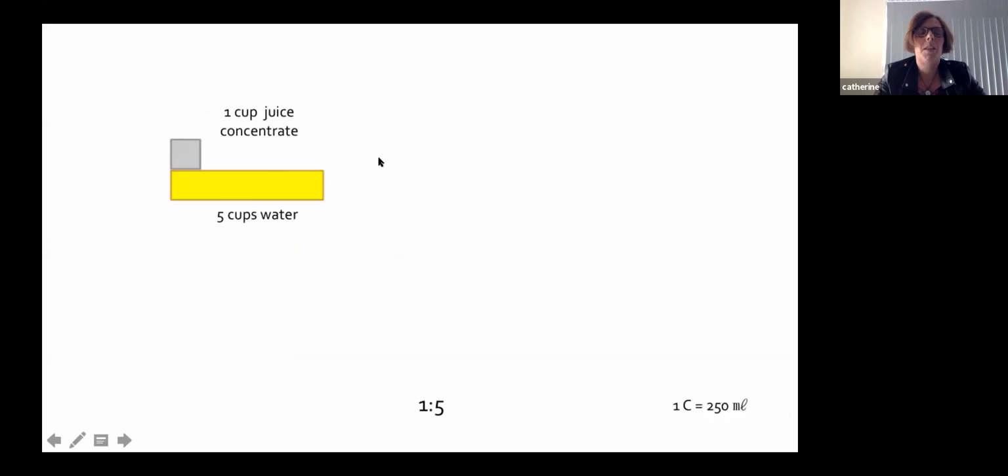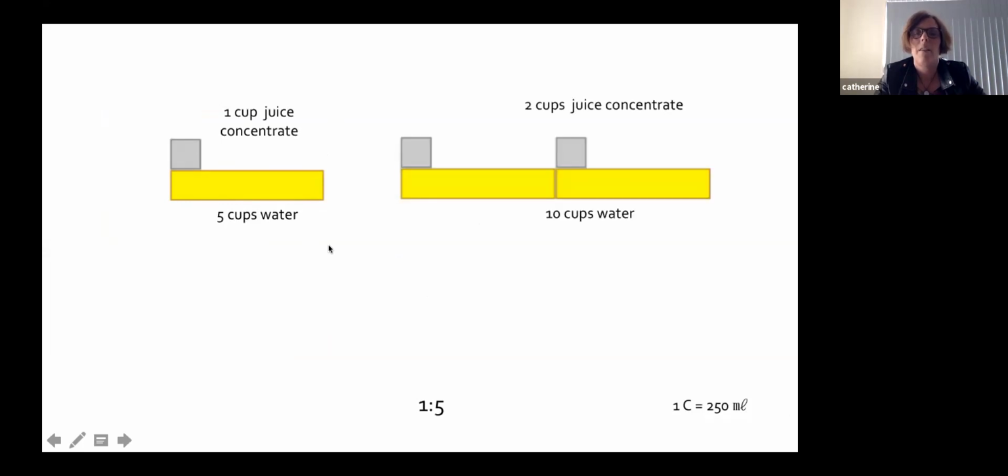So if we use Cuisenaire rods to show the ratio, we could use the 5 rod and the 1 rod. I call it the 5 rod, but actually it can represent anything, but it is the equivalent of 5 of these small rods lined up. So on the top we show the 1 cup of juice concentrate, and on the bottom we show the 5 cups of water. That's the ratio that we have. For 2 cups of juice concentrate, we have 10 cups of water.